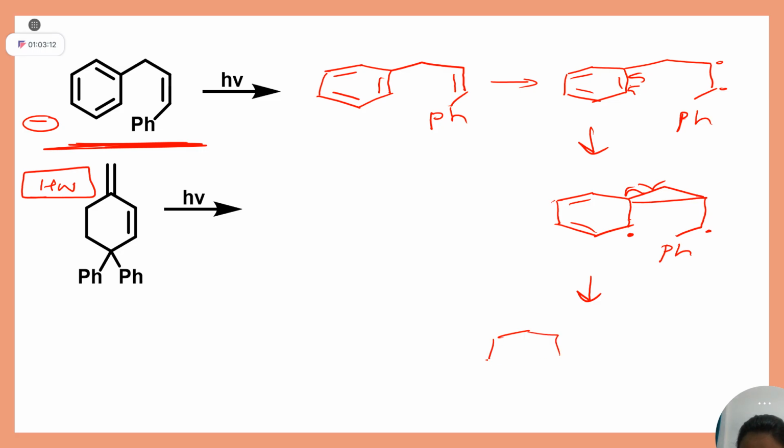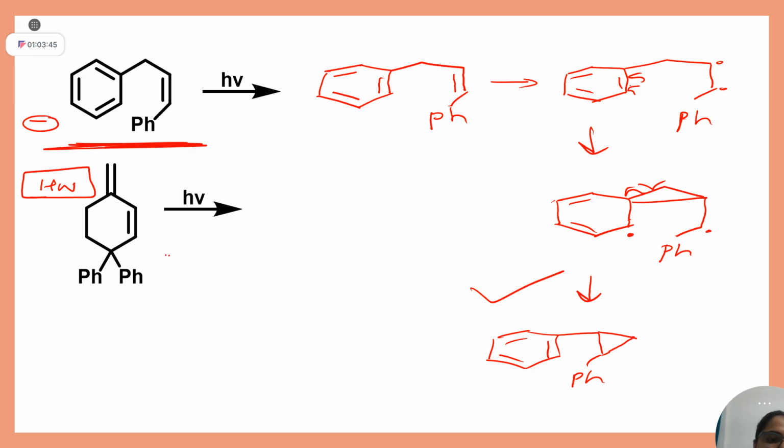Are you with me? Yes, ma'am. Okay. Listen. So this is the final answer. Yes or no? Yes, ma'am. And obviously, if you make the radical onto this side, then you can't get aromaticity back. So this is the only possible answer. Not possible, major.